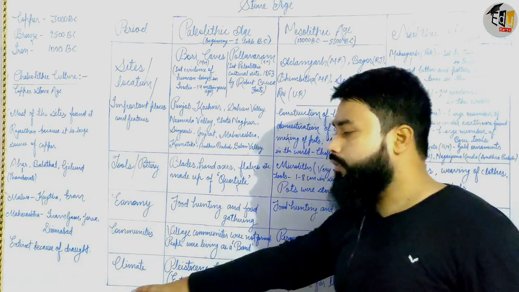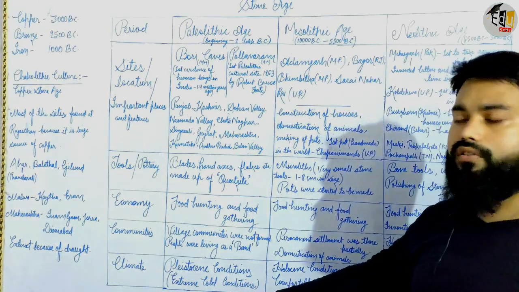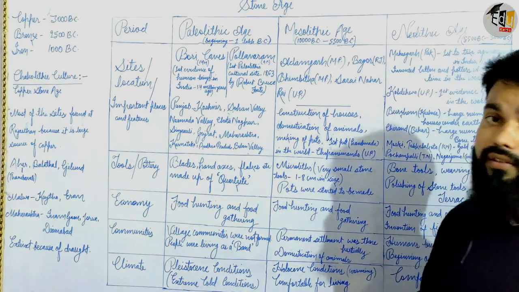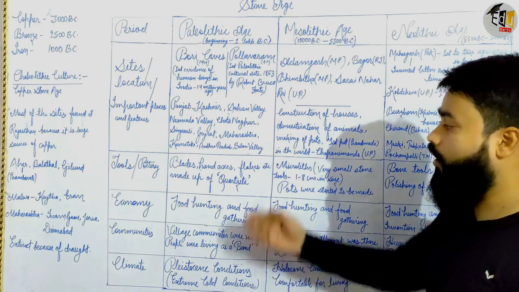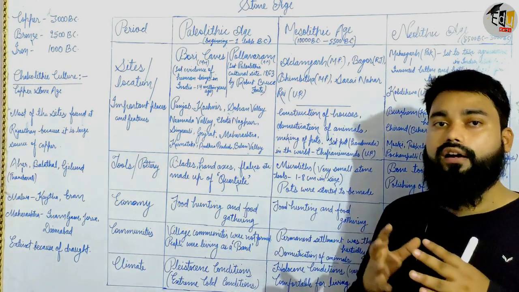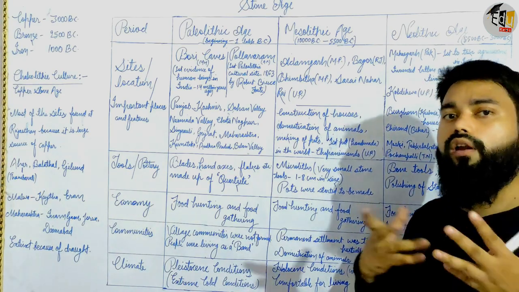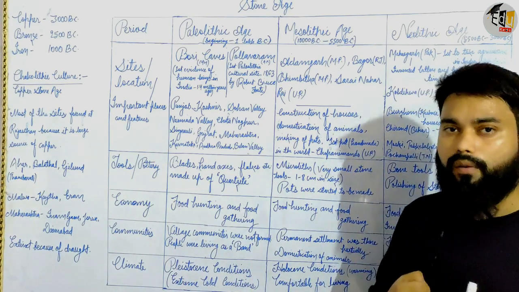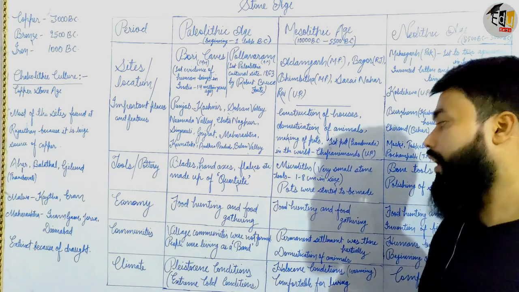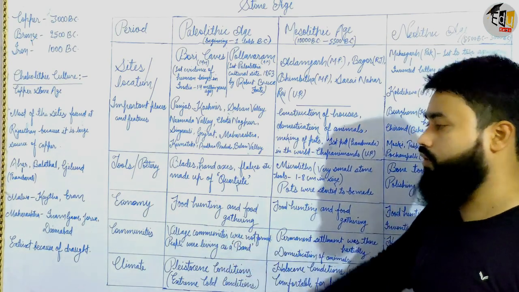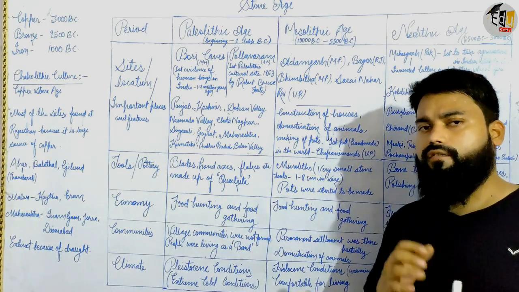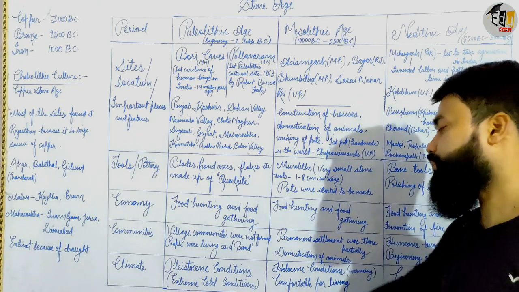And how is the climate over there? The climate was Pleistocene. It is actually the extreme cold conditions. So people of that time used to hunt the animals. They used to gather the food for the extreme cold conditions so that they can consume the food when they are inside the houses, whichever the huts and all that, where they used to live.